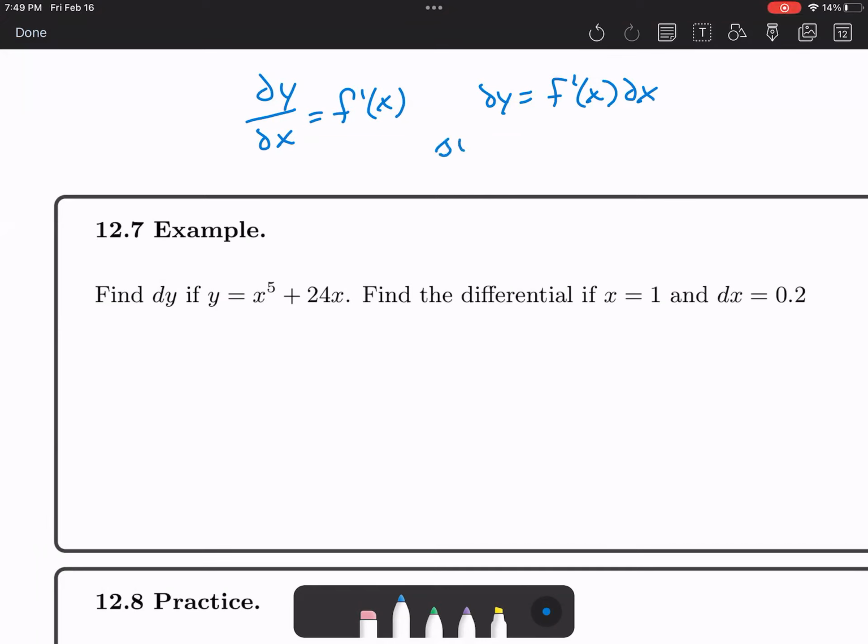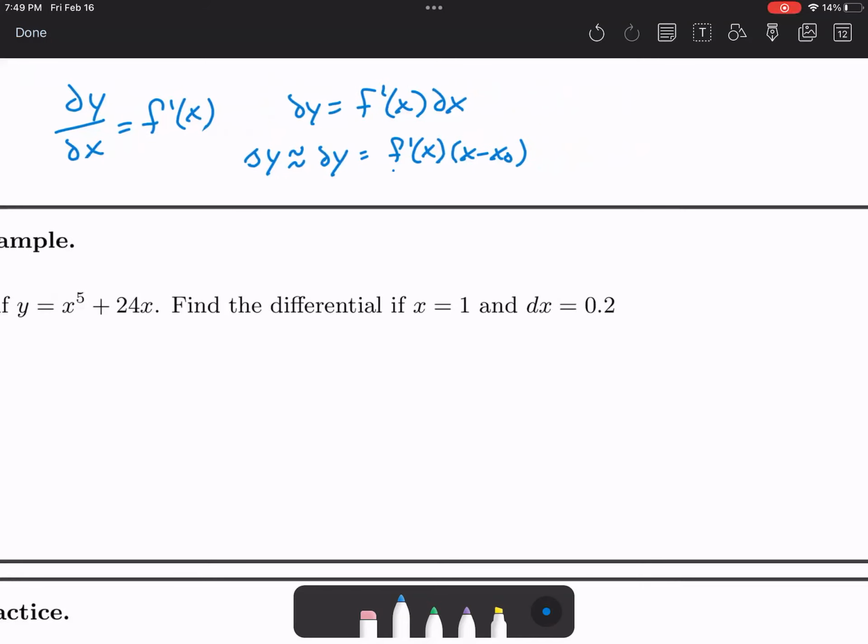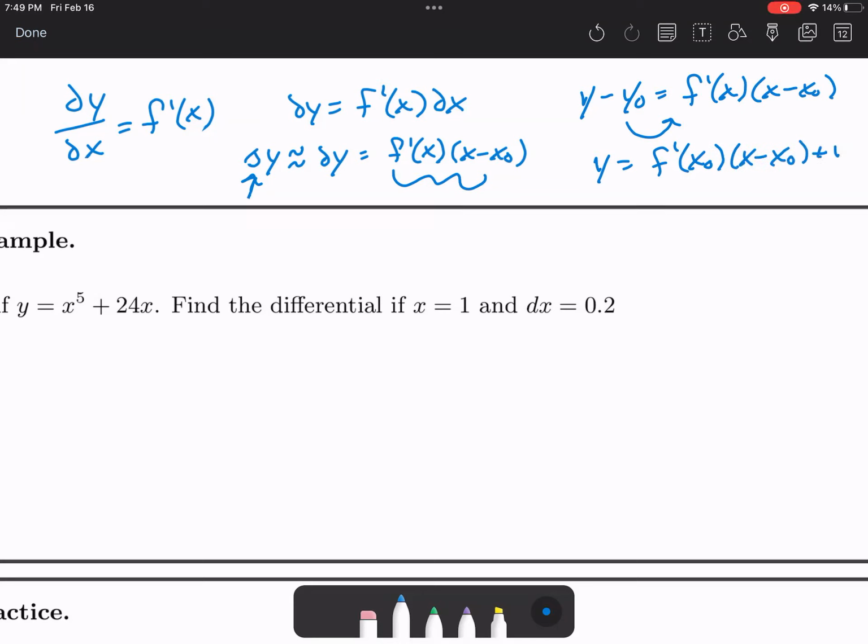And my actual change in y is approximated with that derivative value, my change in y over my change in x, which is my function value times my dx, or a change in x. So if this is how I get my change in y, then my y minus y naught is f prime of x times x minus x naught. And I can just throw that y naught onto the other side and find that y is equal to f prime at x naught times x minus x naught plus the y naught.